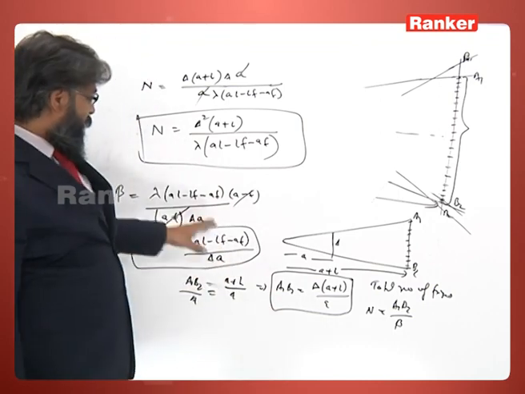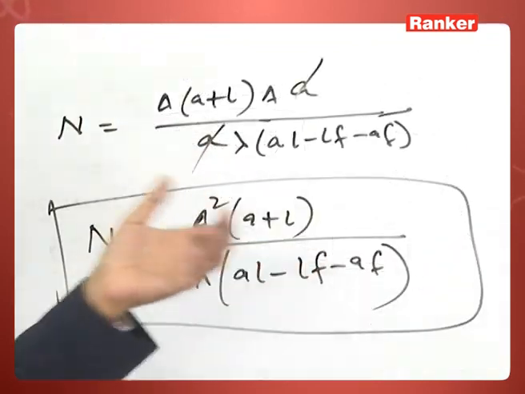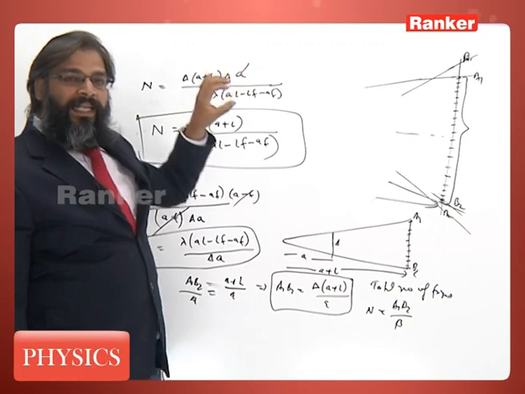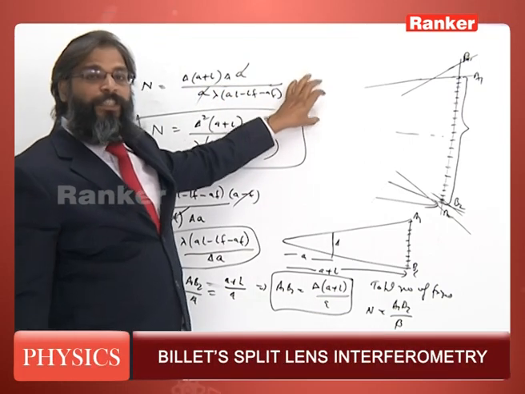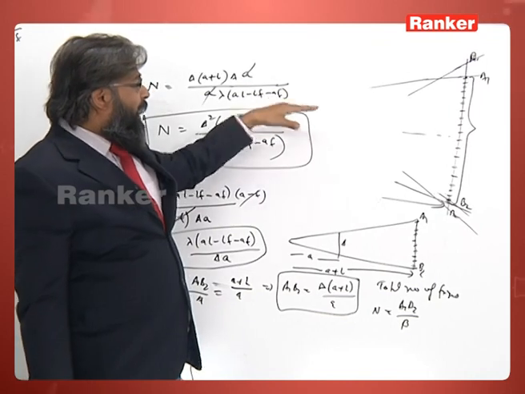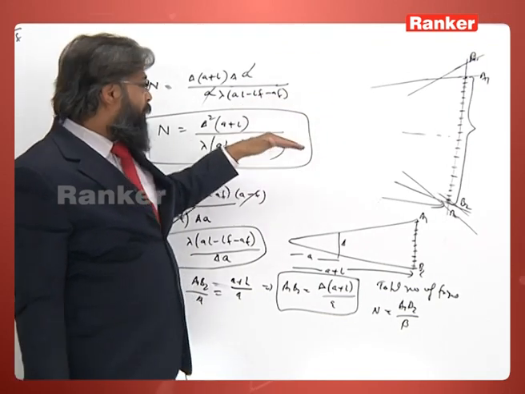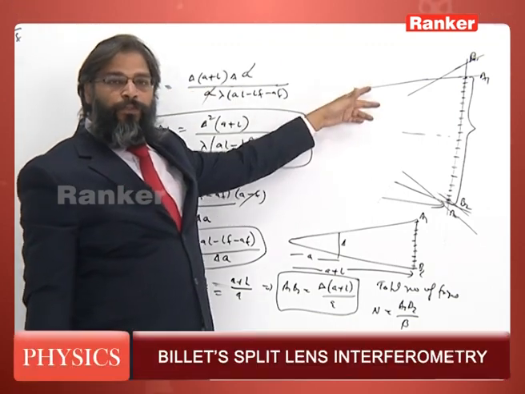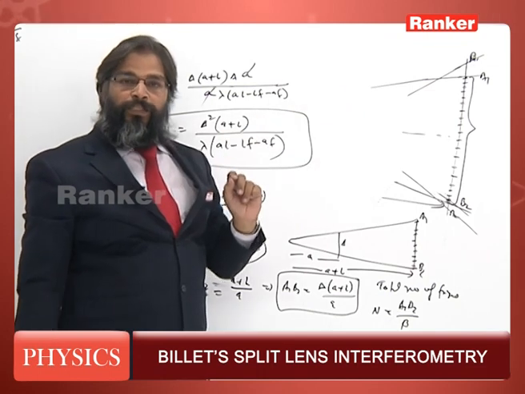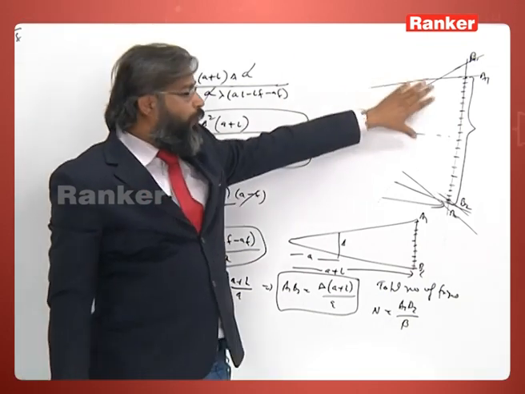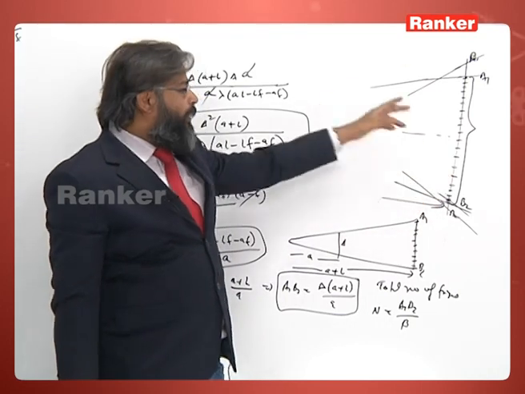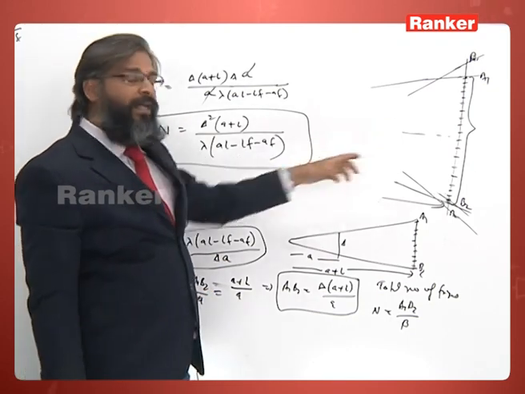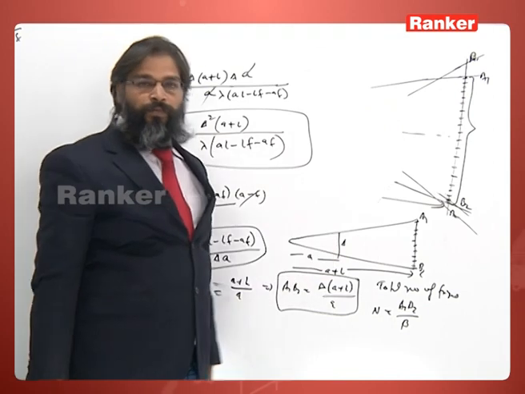I hope there are no minor calculation mistakes. So this is the total number of fringes formed. An important point to understand here is that in Billet's split lens, a lens is split into two portions and displaced, so their principal axes shift, and then the source is placed in front of them. The source forms two real images, which act as virtual sources S1 and S2, which are allowed to form an interference pattern here. So we got beta, where the fringes are formed, and how many fringes will be formed. This is how we do it.